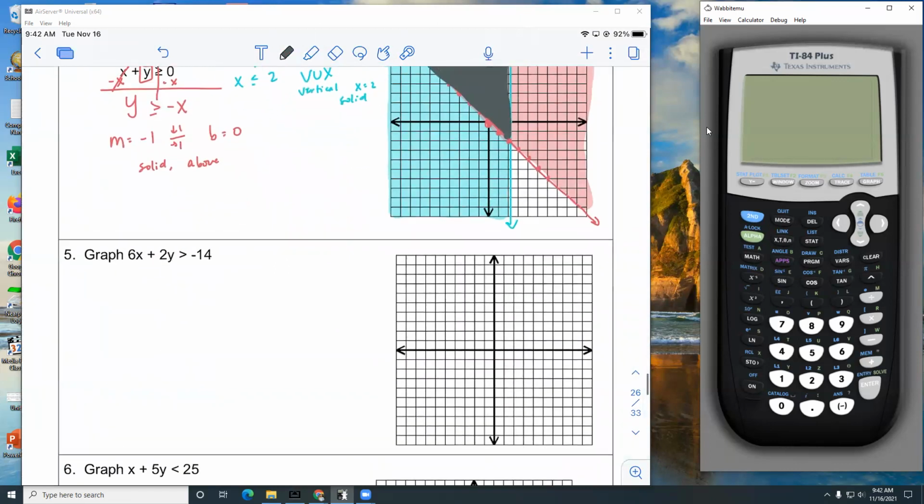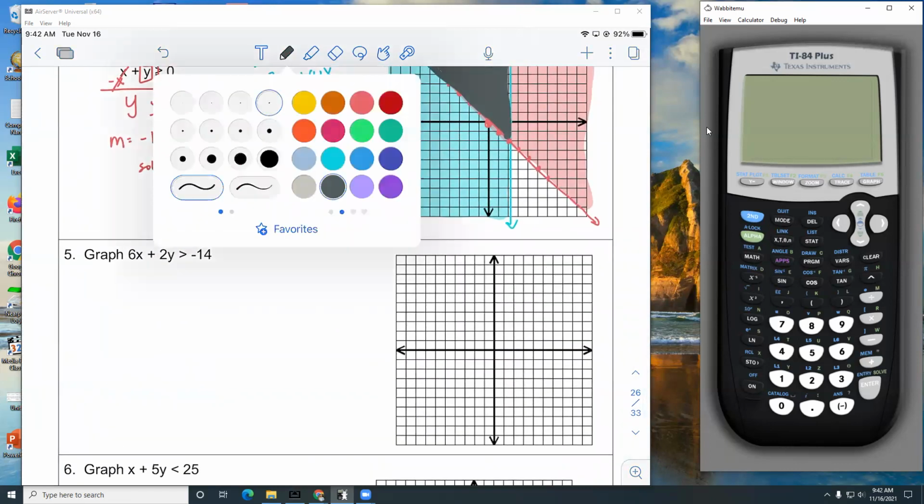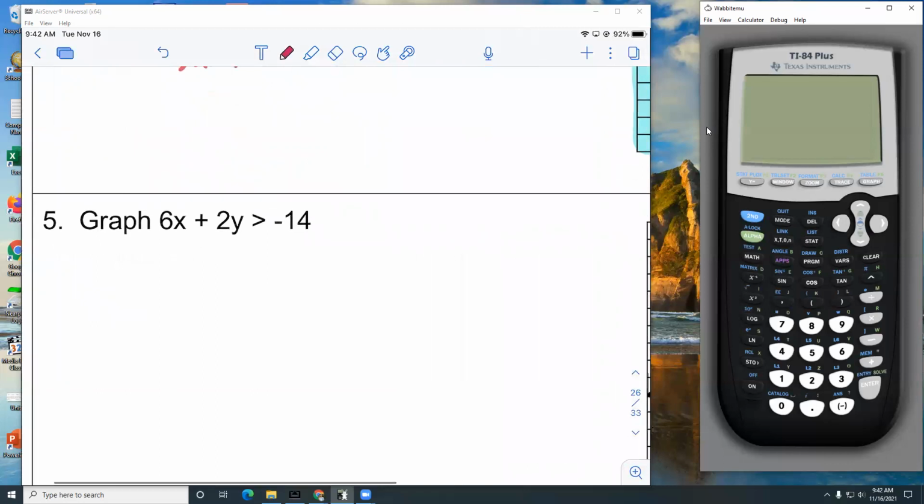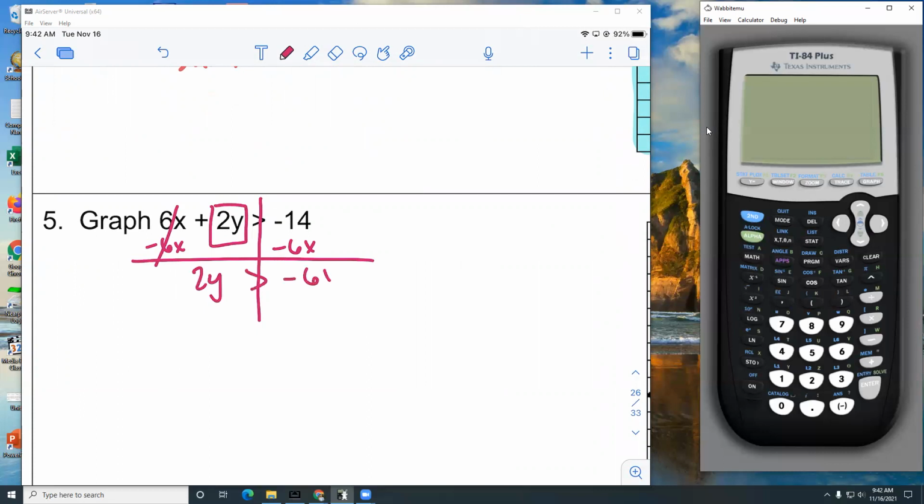All right, number 5. I'm going to graph. It says to graph 6x plus 2y is greater than negative 14. I'm going to box the 2y because I've got to get that by itself. I'm going to subtract 6x from both sides. So I've got 2y is greater than negative 6x minus 14.